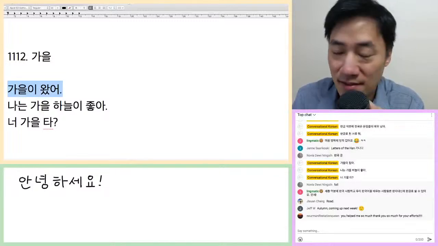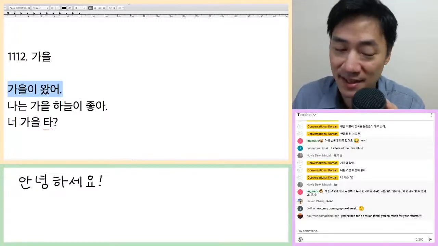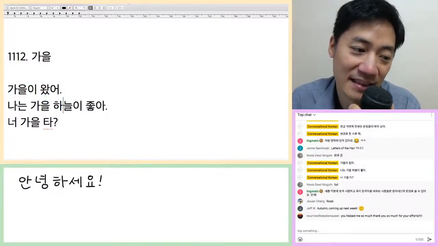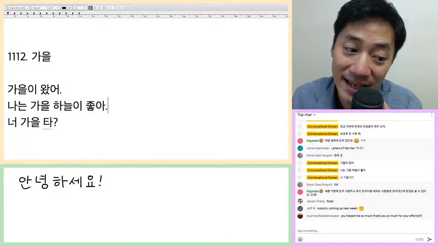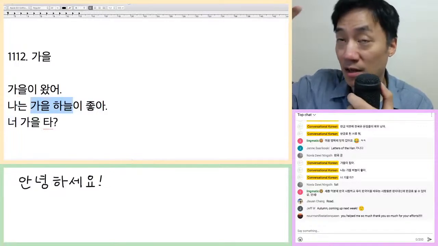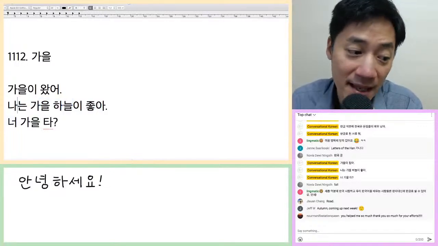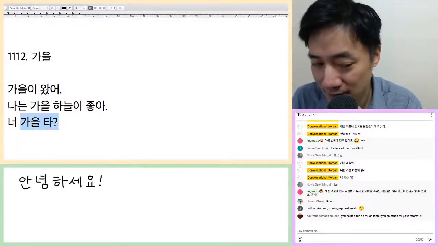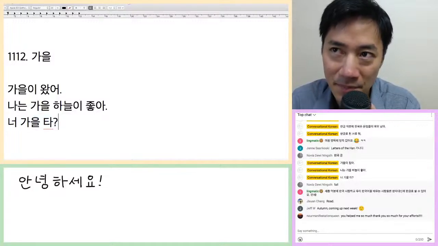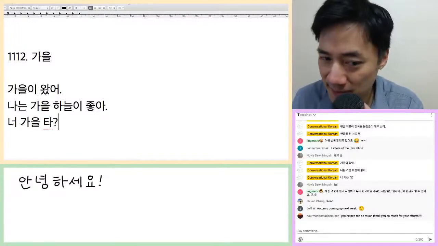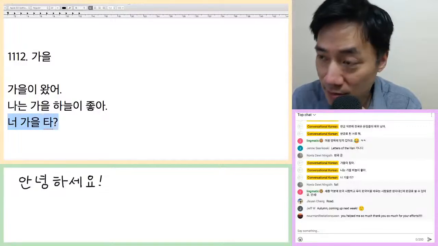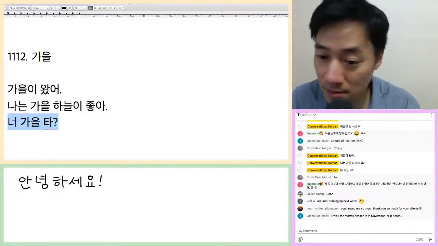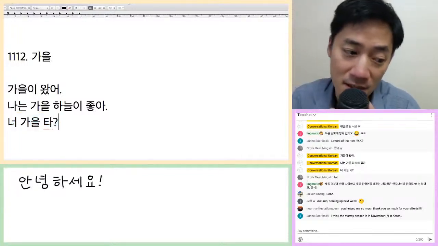가을이 왔어. In this case, it's already autumn. Something like that. It already came to us. 가을이 왔어. And 나는 가을 하늘이 좋아. I like the fall sky or autumn sky. Simply. And what does it mean? 너 가을 타. 가을 타다. That's something like being sentimental in autumn, something like that. So, 너 가을 타? Are you getting sentimental in fall? Are you getting sentimental during autumn? That's what it means. 너 가을 타?